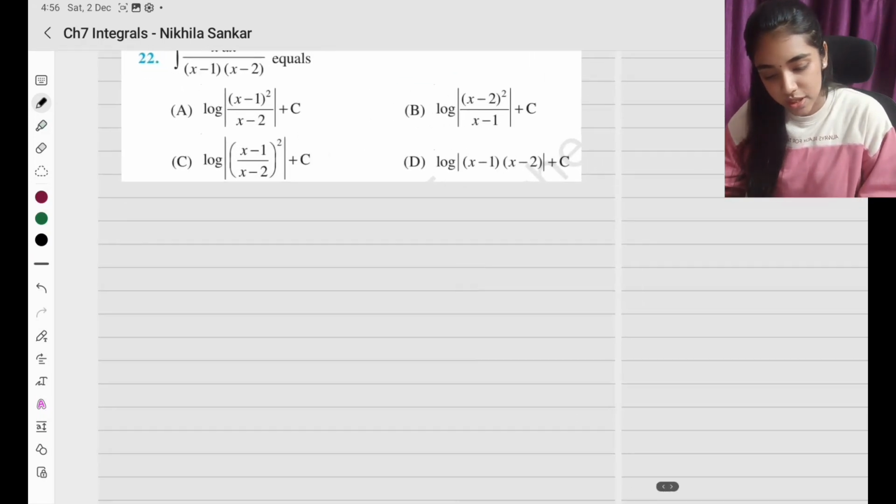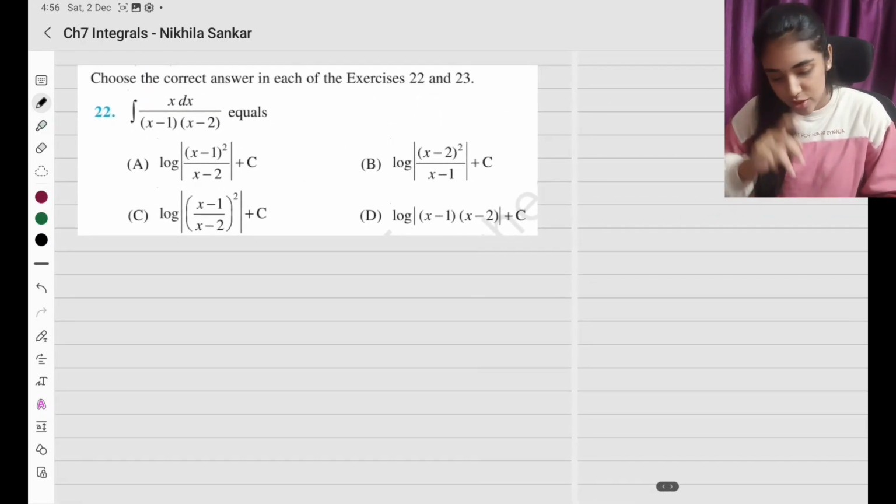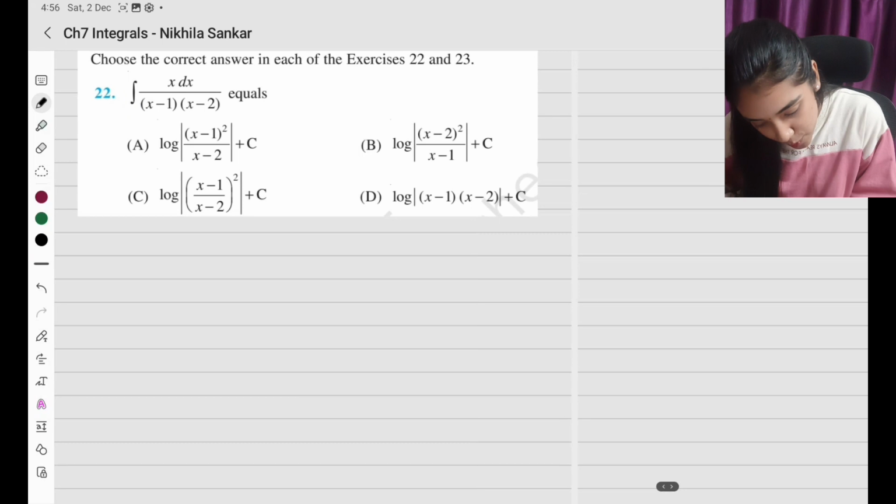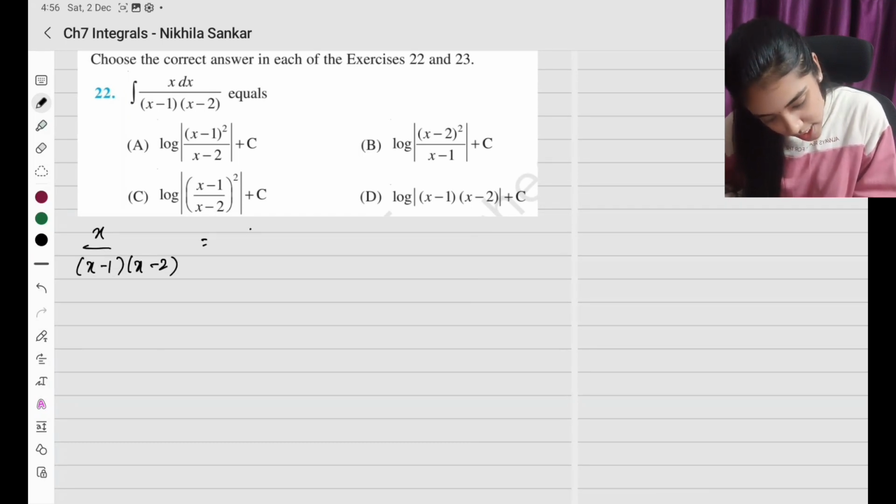Question number 22. Partial fractions. You guys know this is very easy. So I am going to split. x by (x minus 1)(x minus 2) is a divided by (x minus 1) plus b divided by (x minus 2). And I take the LCM.